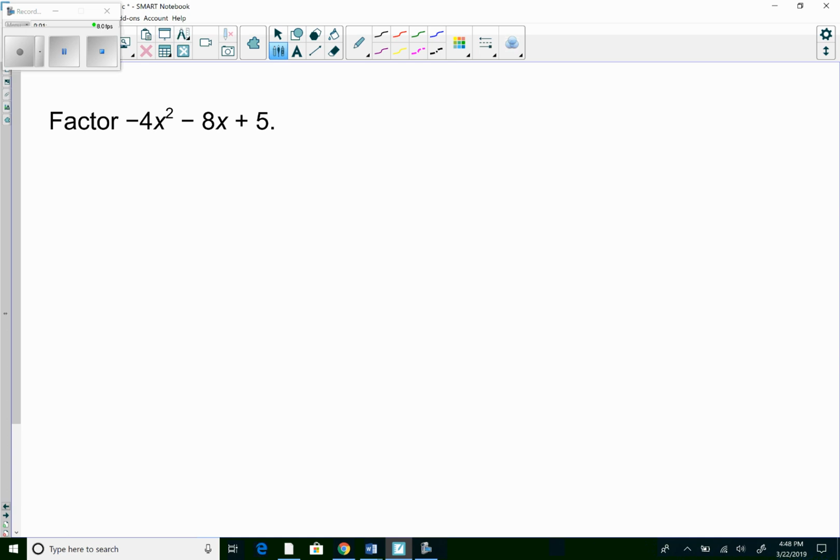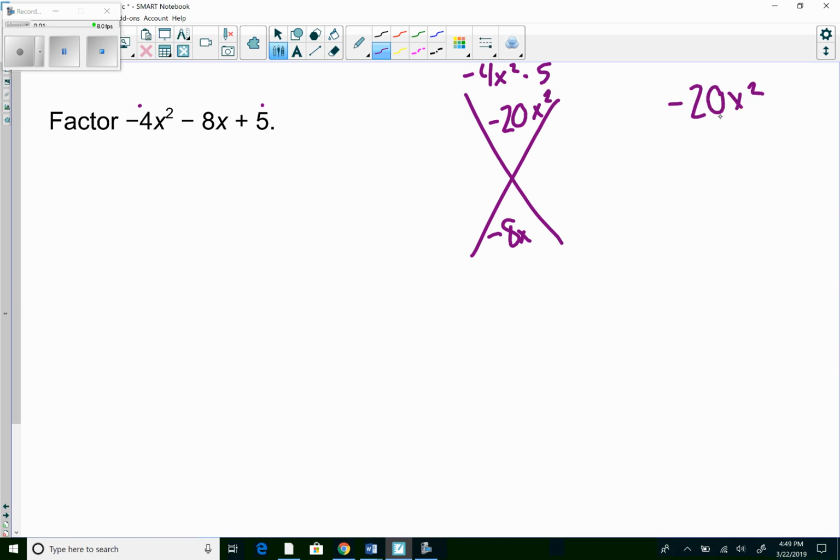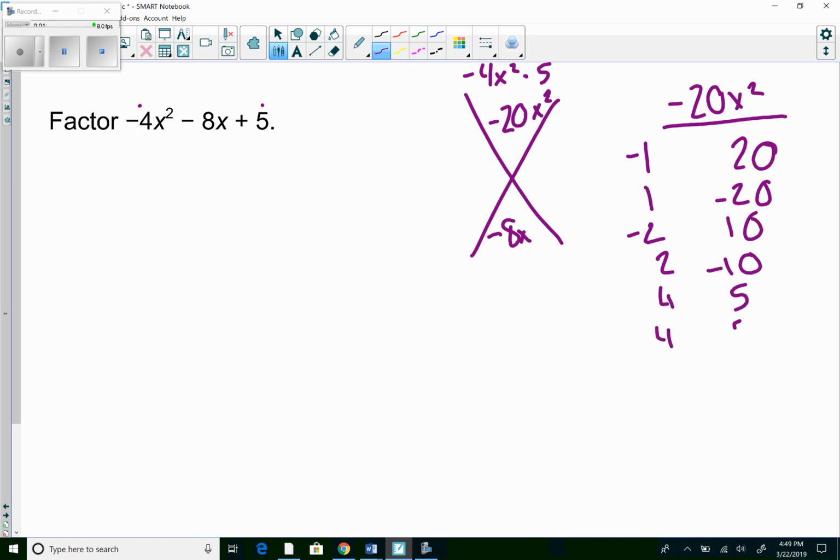So again, I really encourage you to do that AC split. We're taking A times C, so that's negative 4x squared times 5, which gives us negative 20x squared. Then down in here, you put that b value, so that's negative 8x. We want to find our factors of negative 20x squared that will give us negative 8x. So that would be 1 and 20, 2 and 10, and then 4 and 5 would be our other ones. One's got to be negative, one's got to be positive. Just looking, we should be using this one right here, so that would be 2x and negative 10x.